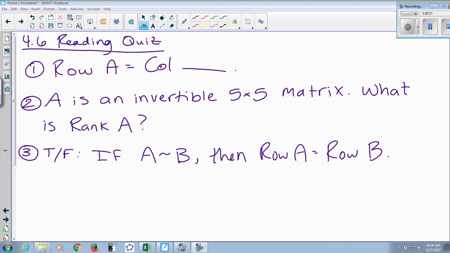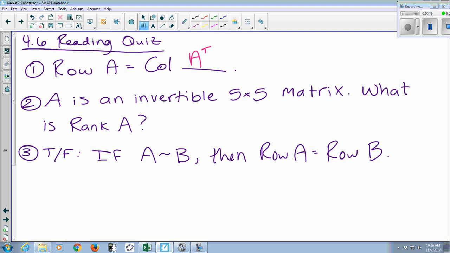space of matrix A is equal to the column space of A transpose. If A is an invertible 5 by 5 matrix, what is the rank of A? 5, right? So there's actually a few steps in the argument to get there.